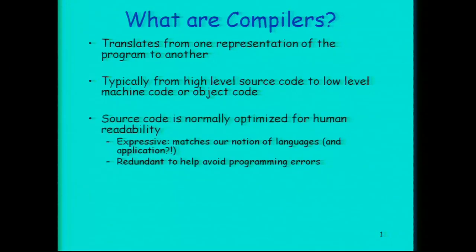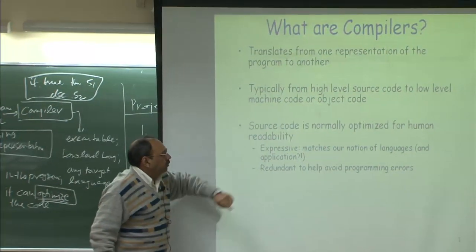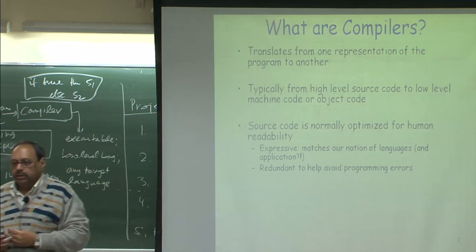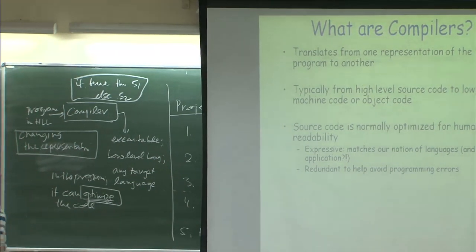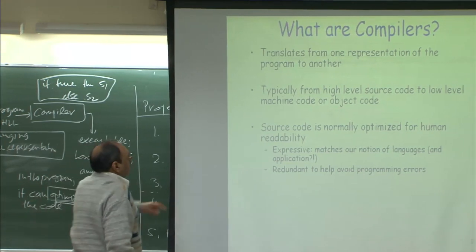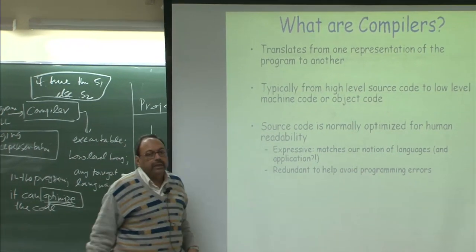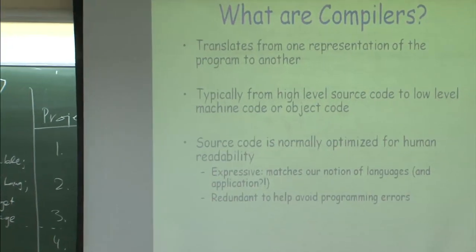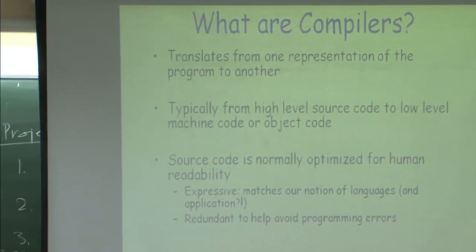And source code is normally, when we write source code, so now we are coming to this point. When I am writing source code, most of the time what I have in mind is that a human should be able to read that code and understand it, because we are going to deal with the source code as human beings, for any application. So we are going to make it very expressive. We will not worry about any kind of optimization, or even efficiencies. Most of us will not. And we will also keep a lot of redundancies in the code just to avoid all kinds of programming errors. So you want to write very expressive code.